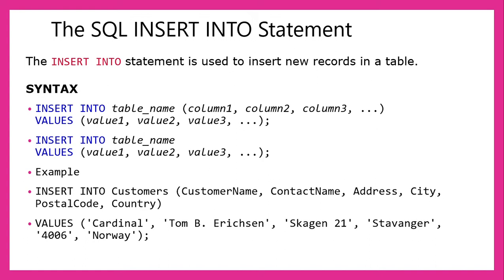But if we know the sequence of the columns, we can put values directly. For that, we can write INSERT INTO table_name VALUES (value1, value2, value3), like that. If we know the serial of the columns, then we can put it directly. But if we don't know, then we can specify column1, column2, like column names.